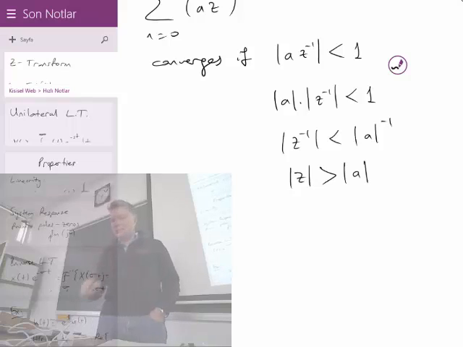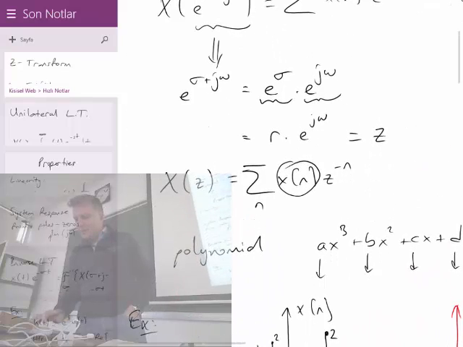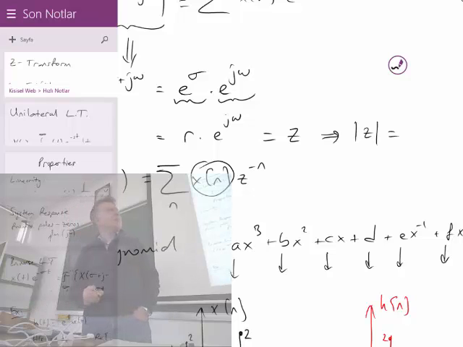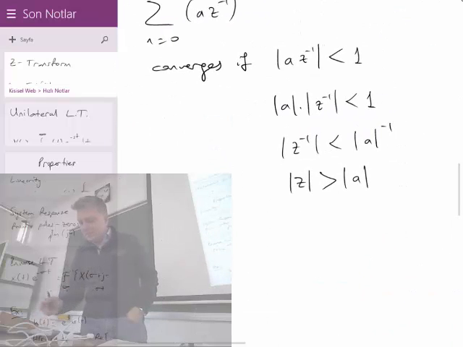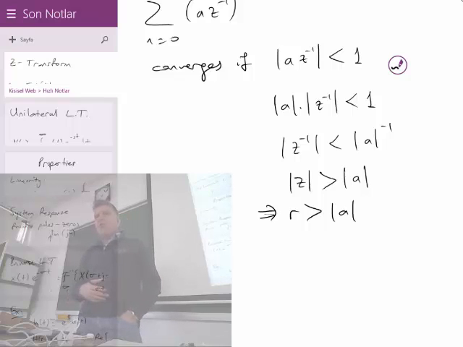We have already given a name to that, but we didn't know it. What is the magnitude of z? Yes, exactly. It's the radius, r. So the region of convergence will be with respect to r: r is greater than, or r is less than, or r is in between some values. That's what we will come up with. r is greater than the absolute value of a, is our region of convergence.